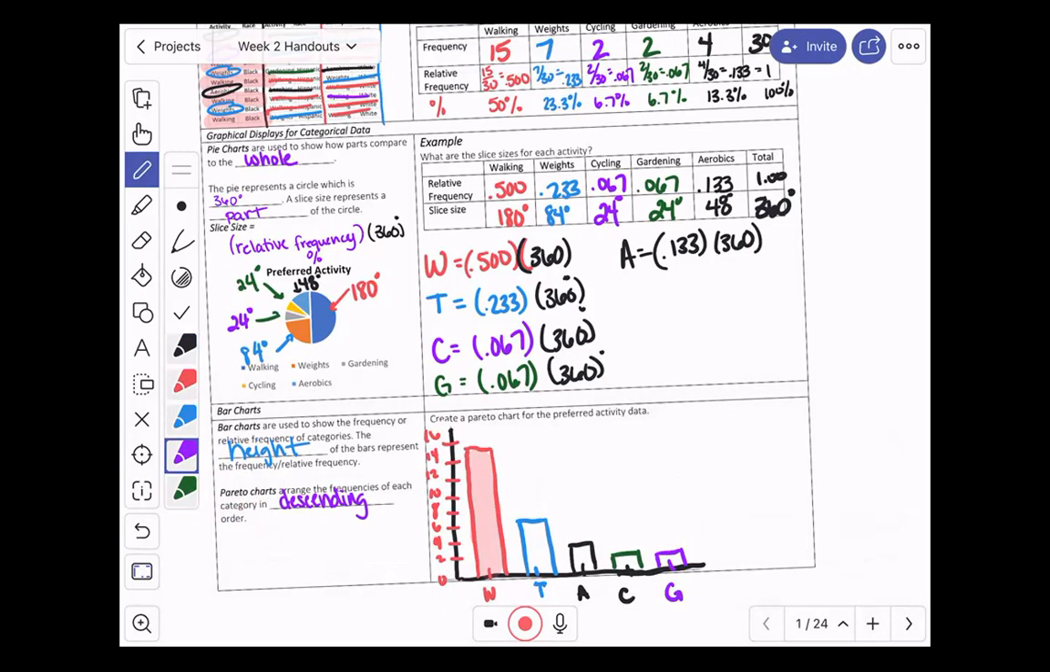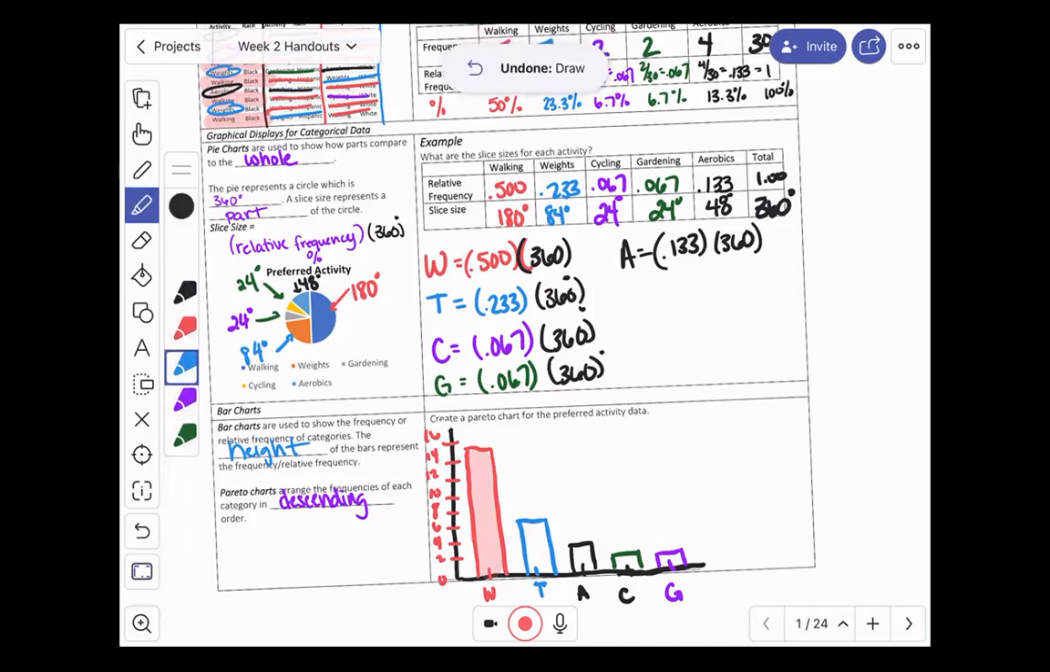Notice this graph right here. You can look at it and see which one is the most prevalent activity. It is walking when I look at it, right? That's what we call organizing our data. So when we draw this, let me finish this off real quick for my own sake. There we go. This is our frequency distribution, all right?